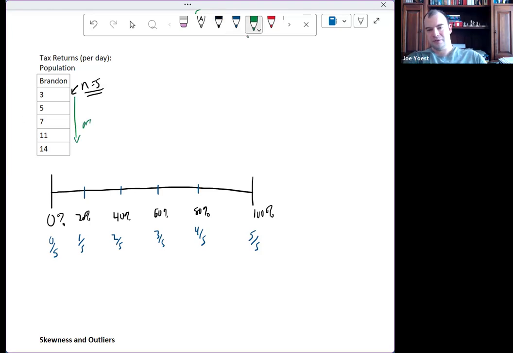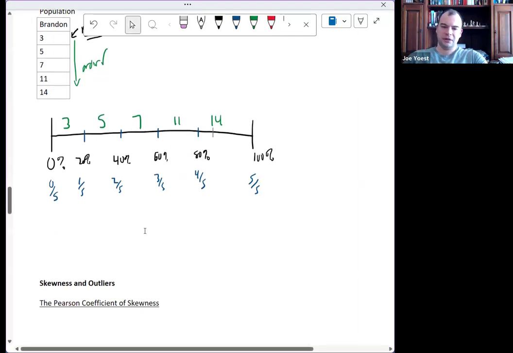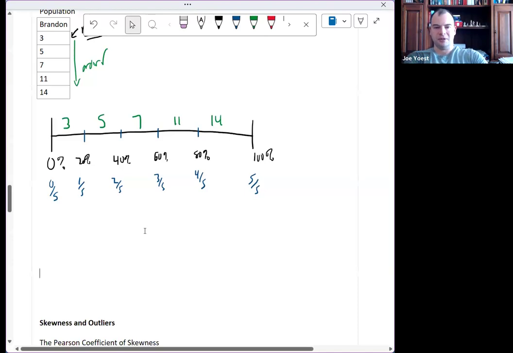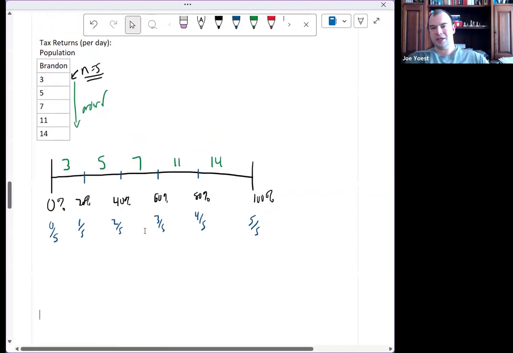We're in order. So we always want to check that, but our data set is in order already. And we'll just pop our data values in here: 3, 5, 7, 11, and 14, again from smallest to largest. And we can answer similar questions about the Brandon data set.